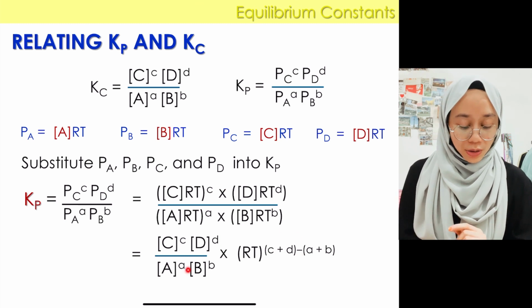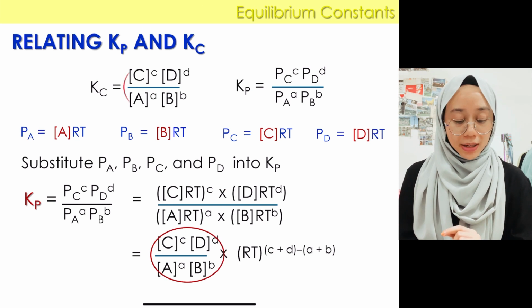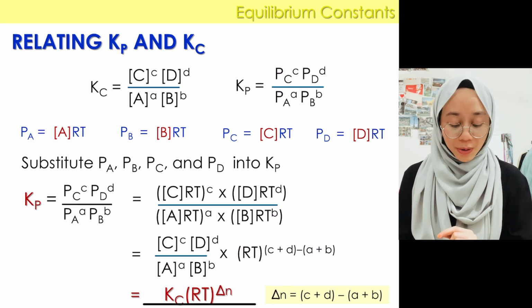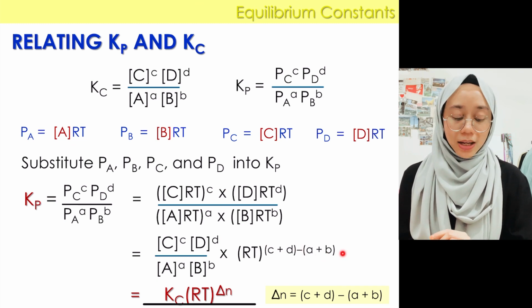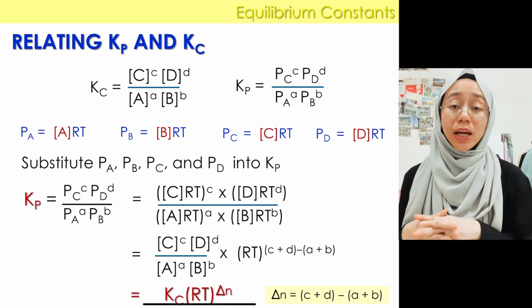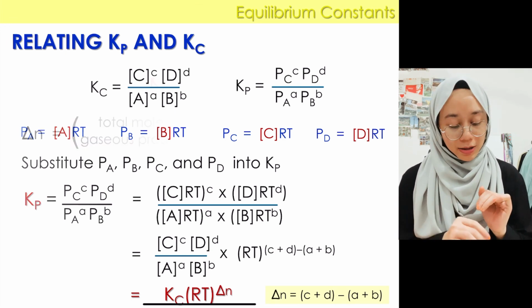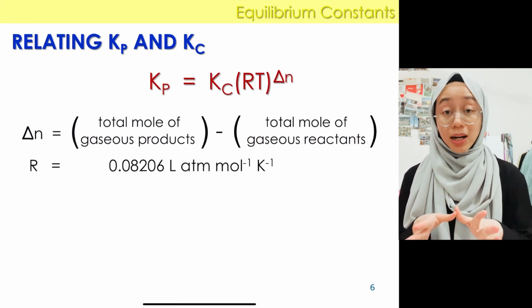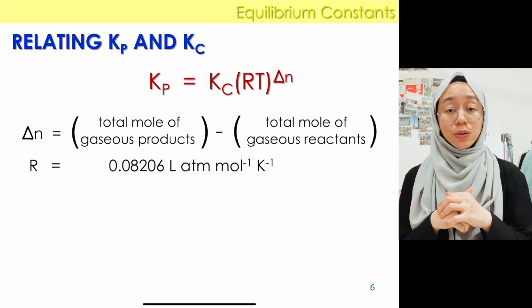Now as you can see, what is this other part here? This part here refers to Kc. So you will get Kc (RT) to the power of delta n, whereby delta n is (C plus D) minus (A plus B). So we can see the relationship between Kp and Kc. This is how they derive that particular equation. Remember, delta n there is the total moles of gaseous products, the product side, minus the total moles of gases for the reactants.